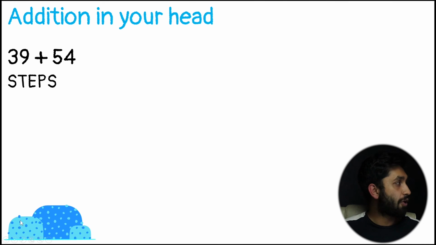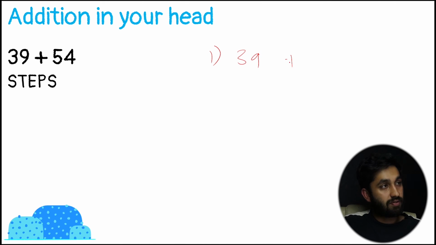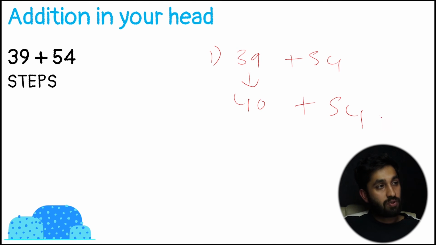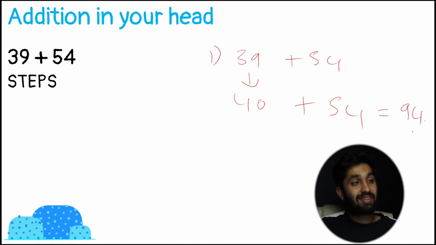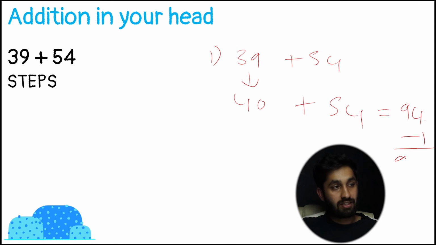Okay, so there are two ways of going about this. So 39 plus 54. Number one, you can recognize that 39 can easily be rounded up to 40. So we can round this up to 40 plus 54, which gives us 94, and then subtract the 1, which is 93. And the reason why we subtract the 1 is because initially we added the 1 right at the start.